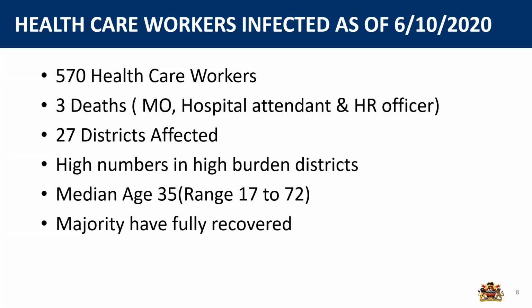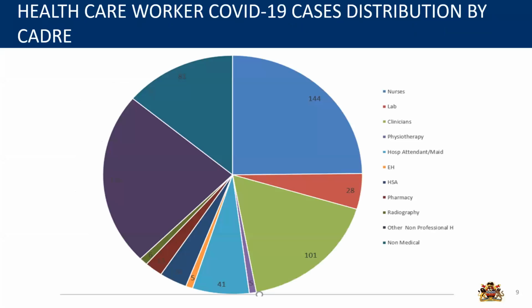When we come to age, the median age has been 35, and the majority of the healthcare workers have recovered from COVID-19. We made a projection just to show distribution by cadre. The majority of our cases are nurses, followed by community healthcare workers, those are HSAs, health surveillance assistants, and clinicians.